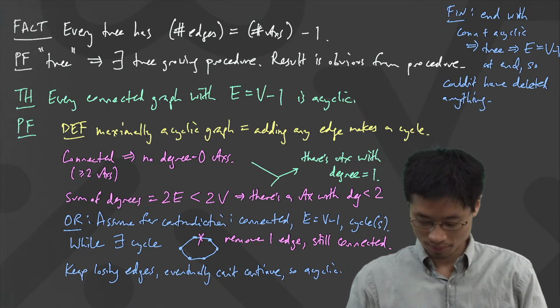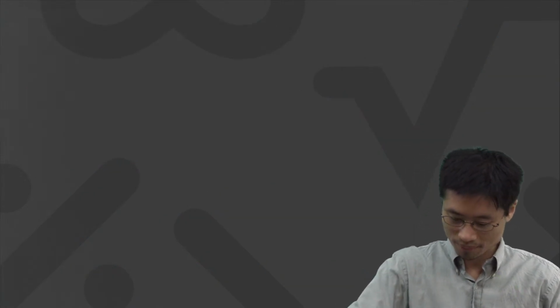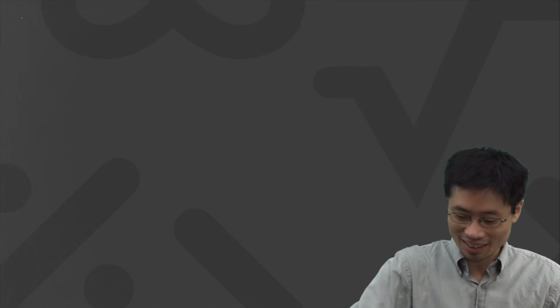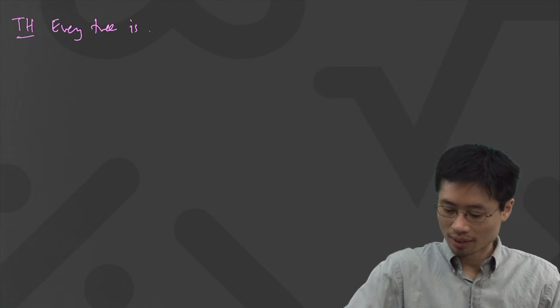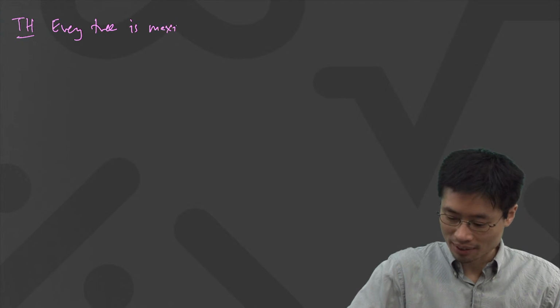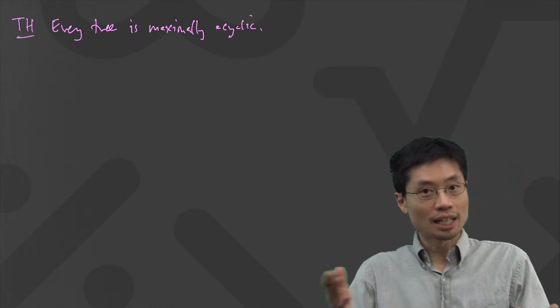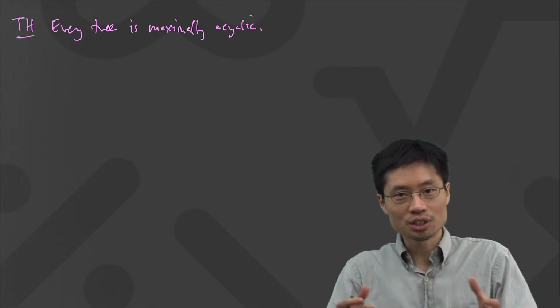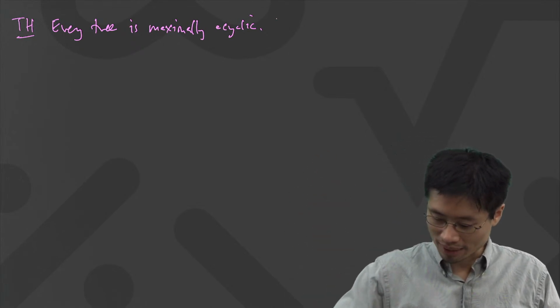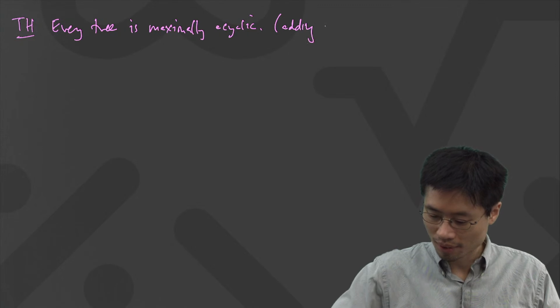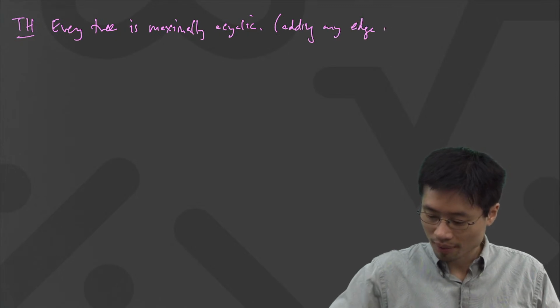Advait. You just say that every tree is maximally acyclic. Oh my gosh. Okay, so there's another thing which is also true. It's also true that every tree is maximally acyclic. Okay, that's nice. And what that means is that if I have a tree, you add any edge at all, you make a cycle. That's what this meant, right? Adding any edge makes a cycle.